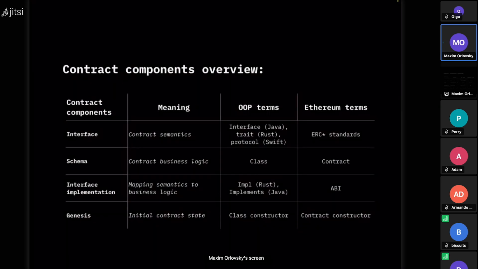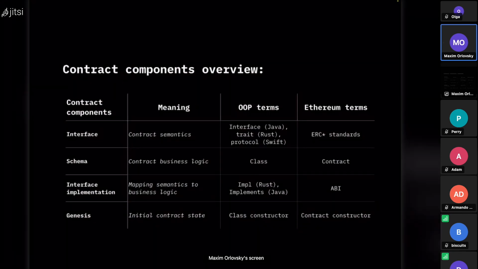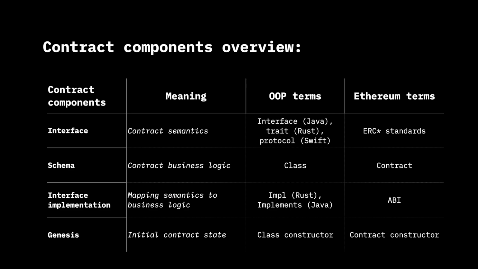We've already discussed these slides before. It explains the difference between all these parts, interfaces, schema, interface implementation, and genesis, and compares them to object-oriented programming terms and Ethereum terms. But I won't spend more time on that. You will be able to check that in the previous presentation.